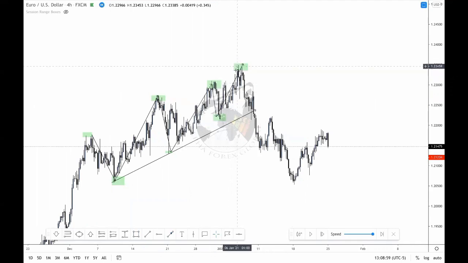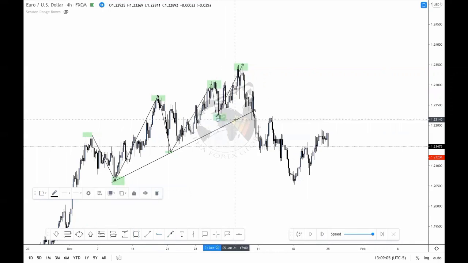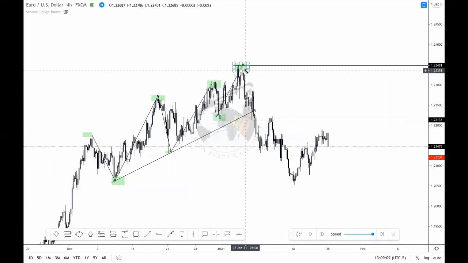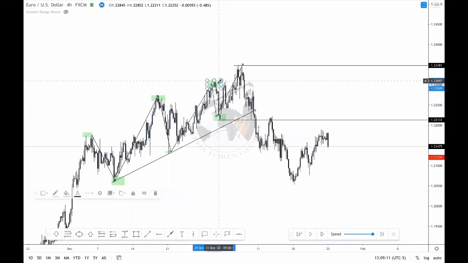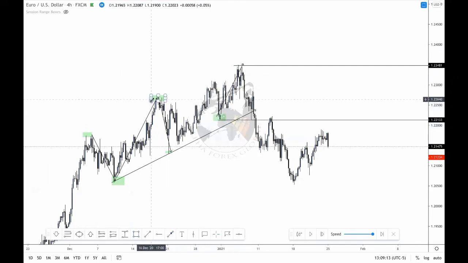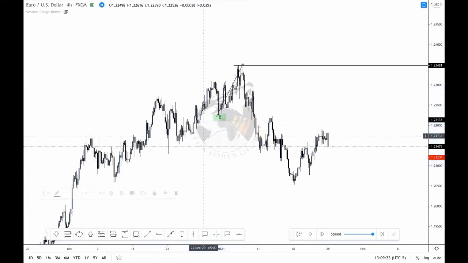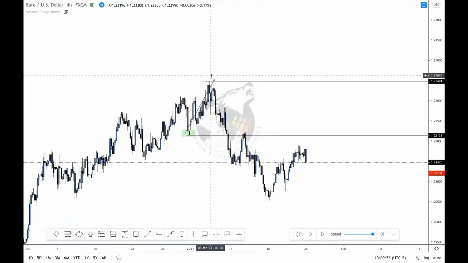So right now this is my previous high, low and my previous high, right? Nothing else matters to me at this point, right? None of this matters once I identify the previous high and the previous low, right? So price is here and price is trading within this range on the 4 hour time frame.